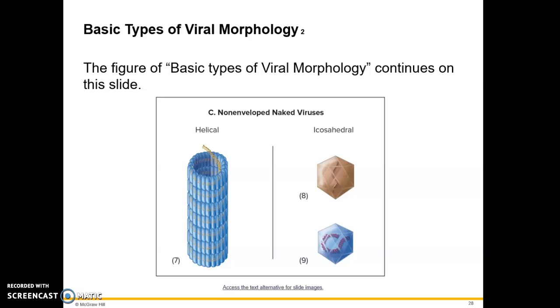Then there are some non-enveloped or naked viruses. This is a helical virus. This is the plum pox virus. These are the capsomers of a helical capsid, so the protein coat. And then you have this one. These are some naked or non-enveloped viruses that are icosahedral in shape. This is the poliovirus here and the papillomavirus here.